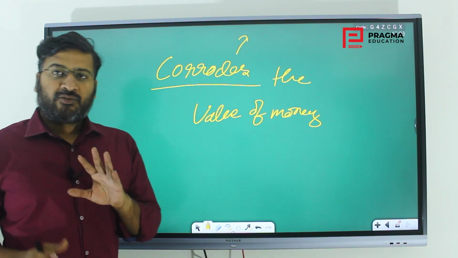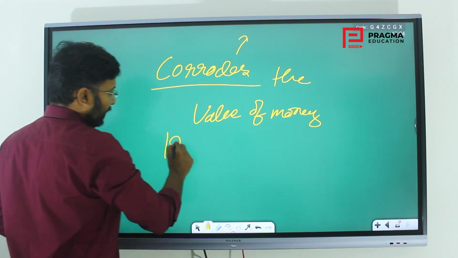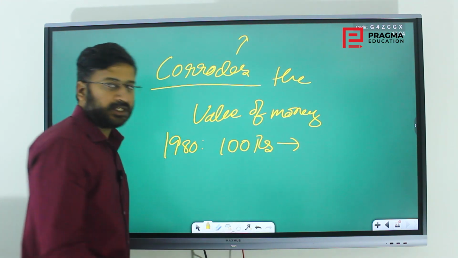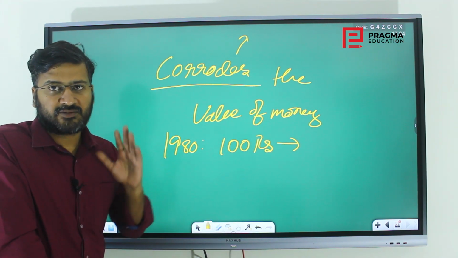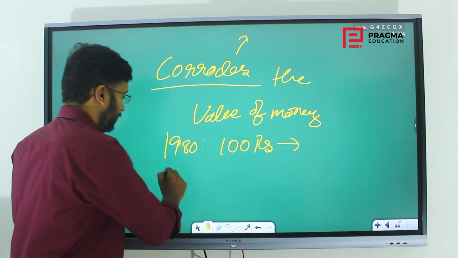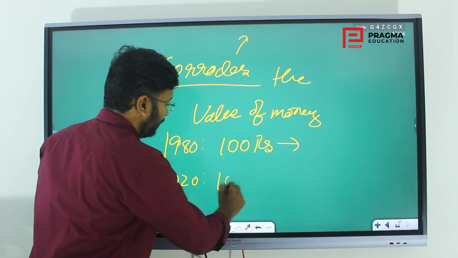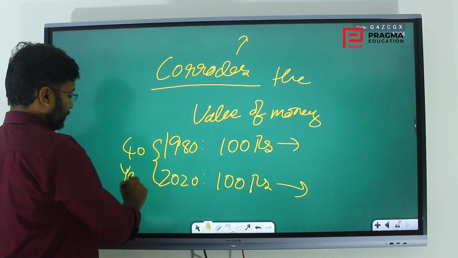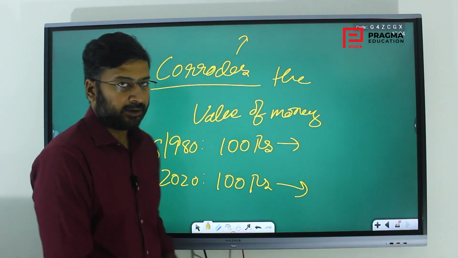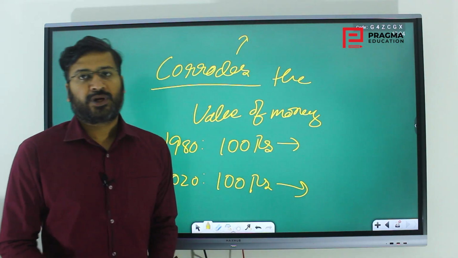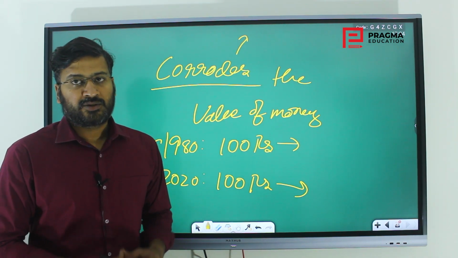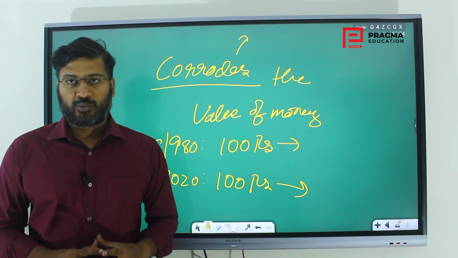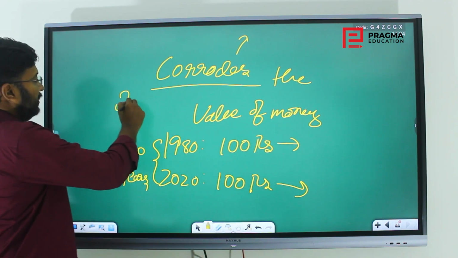So what is the example of corroding the value of money? I'll tell you. In 1980, if you had 100 rupees in the pocket, what are all the things that you would have purchased, or what are all the services that you would have spent on? The same amount of 100 rupees today, after 40 years, what is the value of 100 rupees and how many goods and services can you afford to buy with them? So what essentially happened? 100 rupees started losing the value because of inflation.